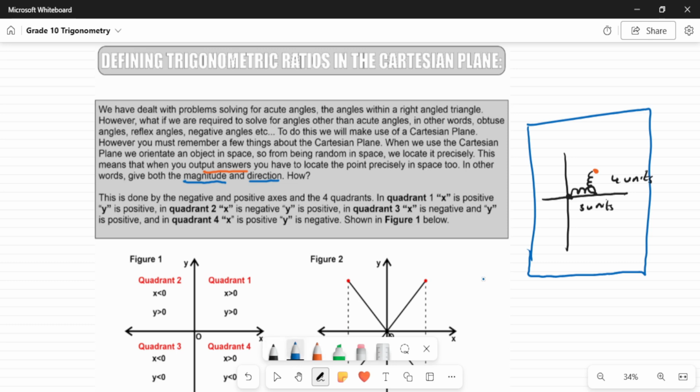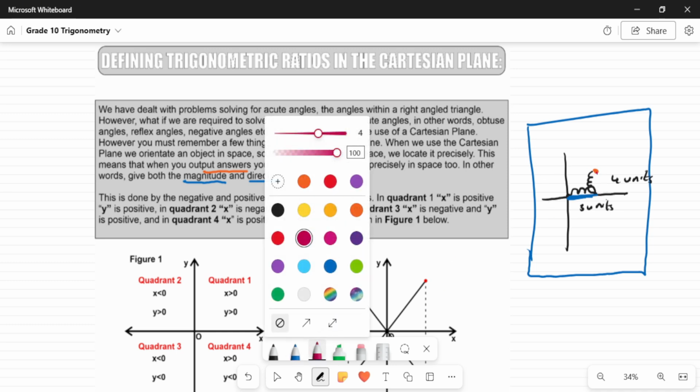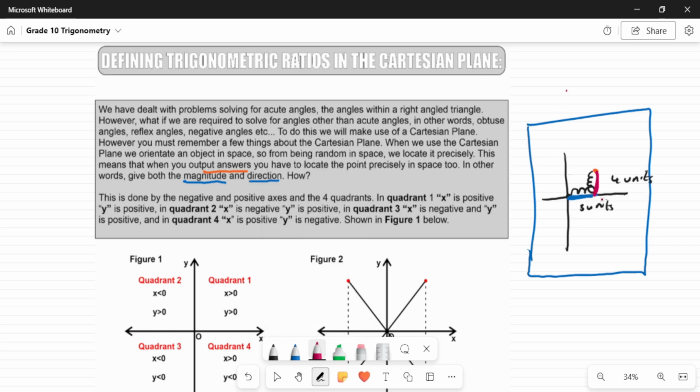We can do two things. We can say that this distance here is equal to 3 units, and we can say that this distance here is equal to 4 units. So if I take a ruler and I measure, that will be 3 units long, and this will be 4 units long. But when I'm using the Cartesian plane, I need to state direction. So the way I'll do that, I'll say plus 3 units and plus 4 units.